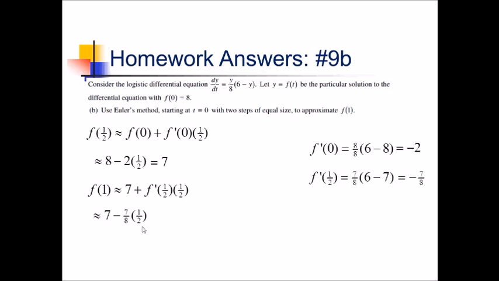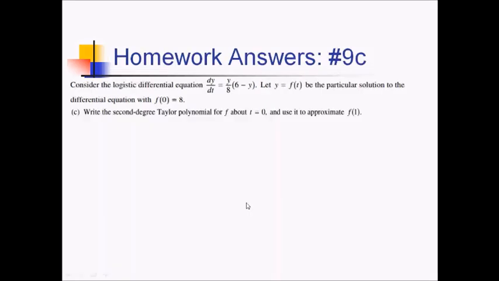6/16 is 96/16, plus another 9 is going to be 105/16 if you really have to simplify it. But you don't. For this part of the problem, they want us to write the second degree Taylor polynomial for f about t equals 0, and then use it to approximate f of 1.